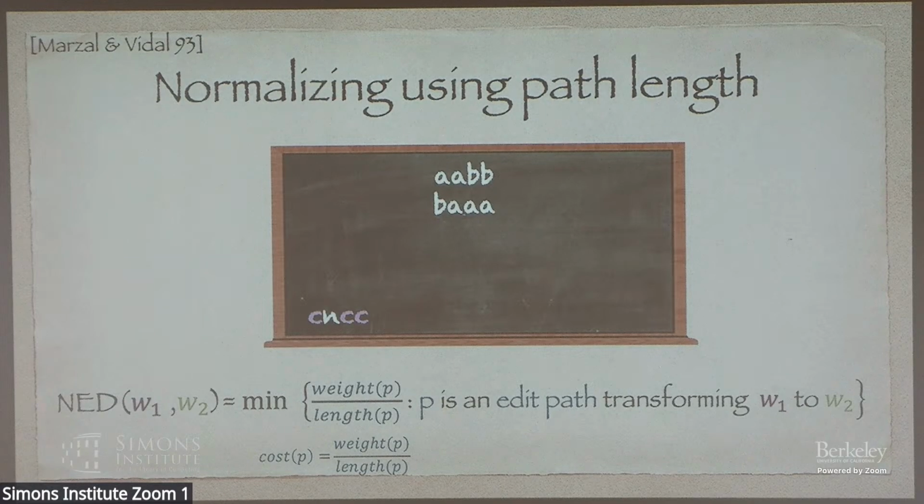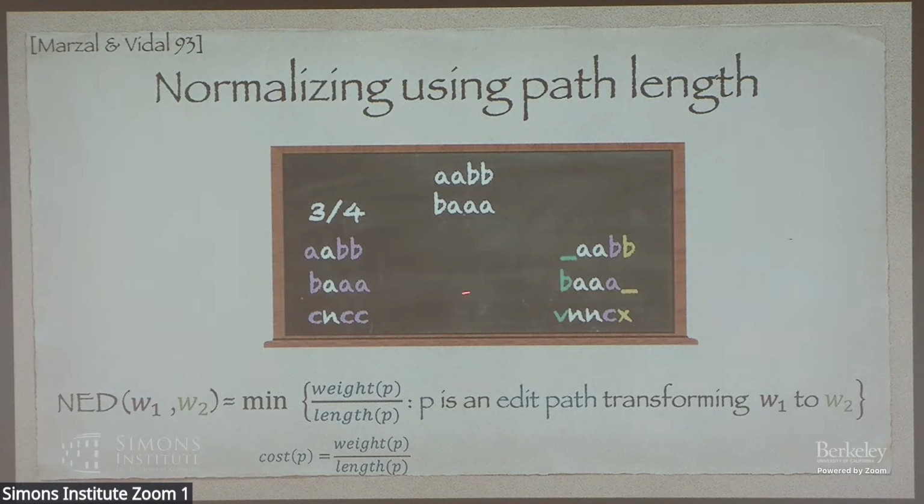So this is one edit path that transforms the first word to the second. I substitute A with a B, I do no op, and I substitute B with an A and another B with an A, and the cost here would be 3 out of 4. This is another edit path. In this edit path, I insert a B. I do no op. I do a substitution of a B with an A, and then I delete the B. And this is a 3 out of 5. So this is better. Okay, great.